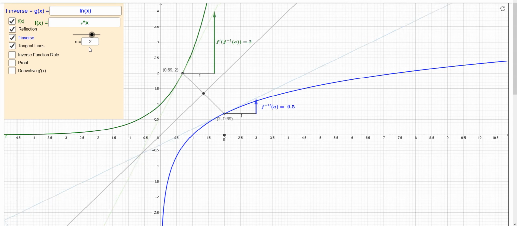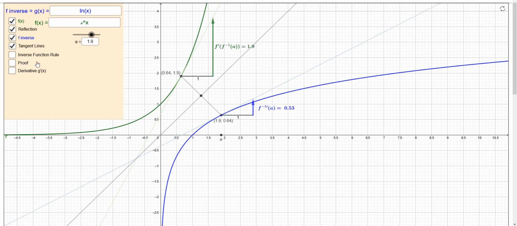Okay, so can you see that? So what we found is that if we know the slope of this curve at this reflected point, its reciprocal is the slope over here for the curve that we're looking for. Now remember, what we're looking for is the slope of this blue curve, the inverse function of the one we know. So we know the derivative of e to the x is e to the x.